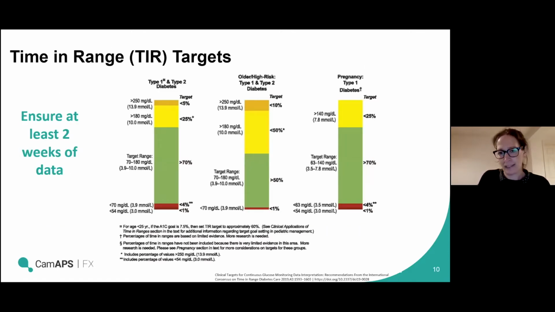So I mentioned previously about the targets, and we've gone into the numbers that we're aiming for. What's really important is that you make sure when you're looking at this that you've got at least 2 weeks of data. Otherwise, we can easily fall foul of seeing just 2 days' worth and making lots of decisions based on a small amount of data. So it's generally felt that by 2 weeks, we've got a good feel and a good reflection of what's happening day to day.